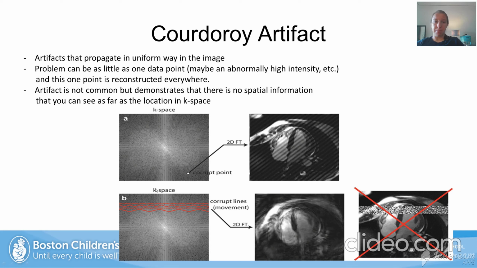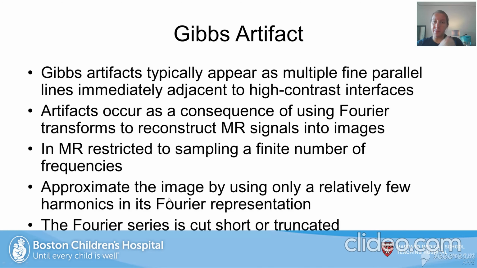Now it could be a whole bunch of lines, in which case this would be a result of the patient moving. And if you do a 2D Fourier transform, you'll get something that looks like this, with a bunch of static going across it. It kind of just manifests itself in that way. The good news is that this artifact is not common, but it demonstrates that there's no spatial information as far as the location in K-space.